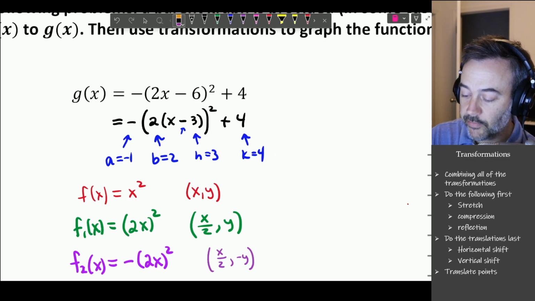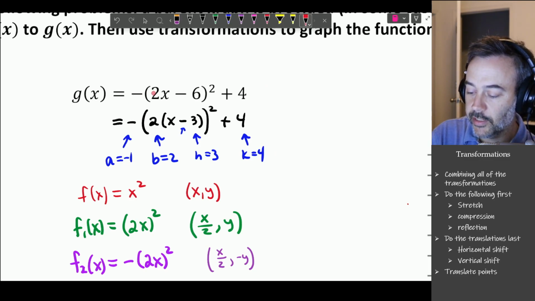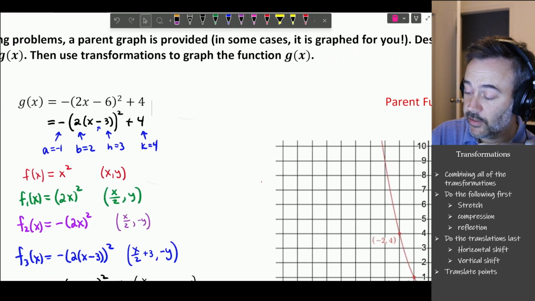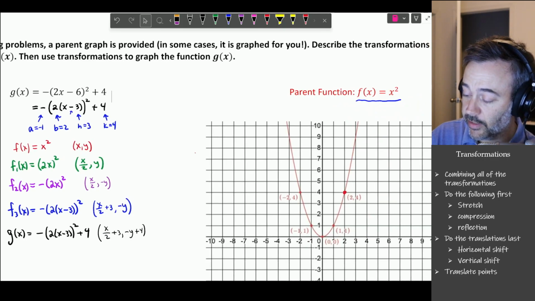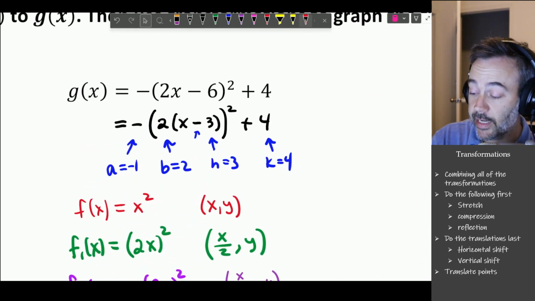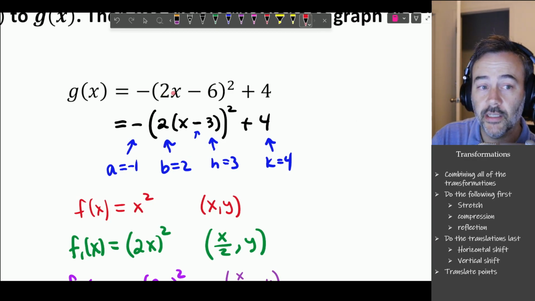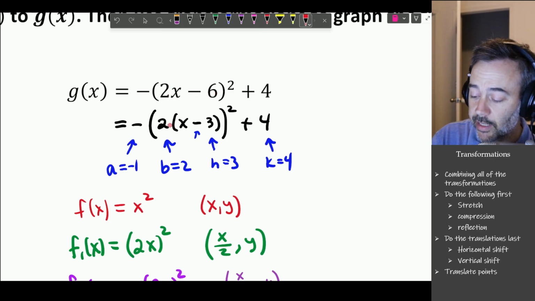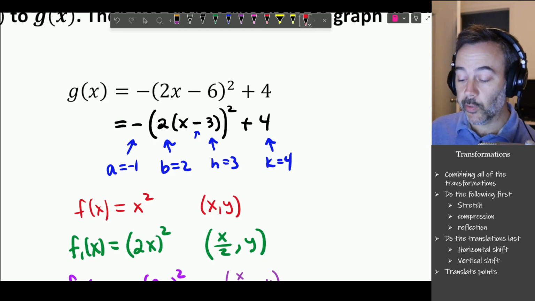The original given function is this, and the parent graph is going to be x squared. So the parent function is over here, and the parent function is x squared. Now, to be able to see all the transformations accurately, you notice that on the inside the parentheses, it's 2x minus 6. We need to factor that 2 out on the inside, and that becomes 2 parentheses x minus 3. And now we've got it in a form where we can see all the pieces.